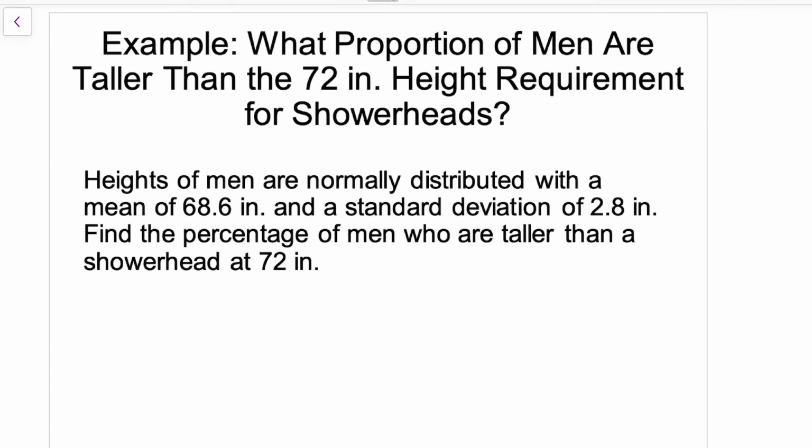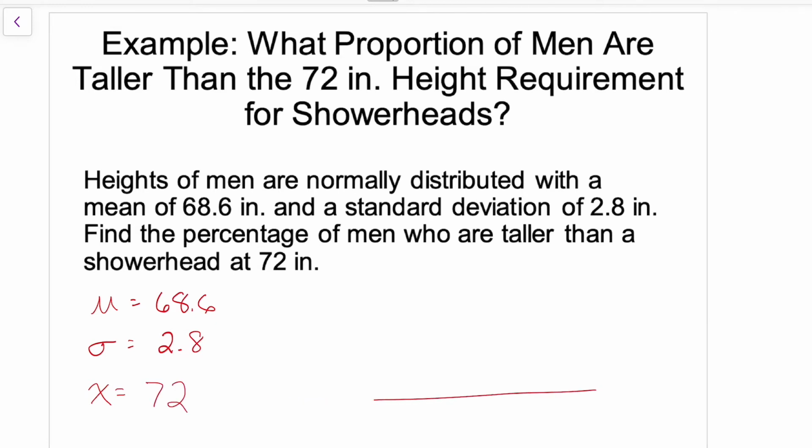Okay, let's do an example of this. The heights of men are normally distributed with a mean of 68.6 inches and a standard deviation of 2.8 inches. We want to find the percentage of men who are taller than the showerhead at 72 inches. What we want to do is think about what is our mean in this case, what is our standard deviation, and what is the data point we're trying to figure this out for, right? Our problem says our mean is 68.6 inches. Our standard deviation is 2.8. That means our data point is the 72 inches, right?